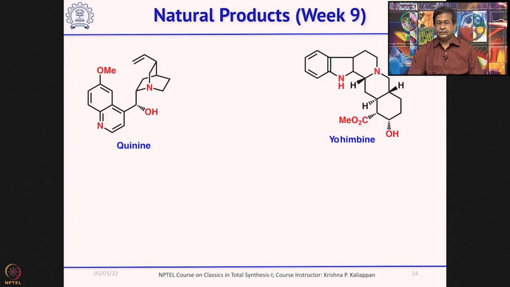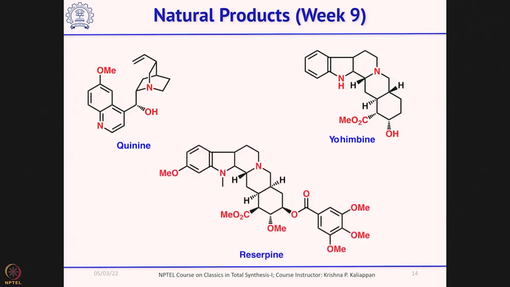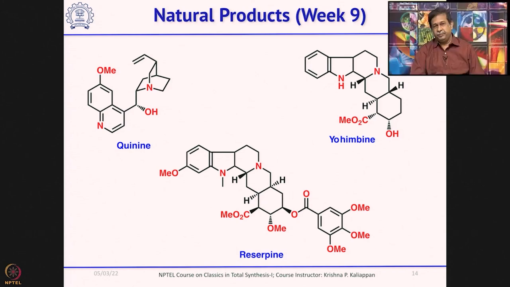We'll continue our discussion in week 9 on alkaloids. So we'll start with quinine. Quinine was very famous in the 16th century for the treatment of malaria, and it continued to be very important even during the COVID period. Many derivatives of quinine, HCQ, were initially given. So the idea of HCQ started with quinine.